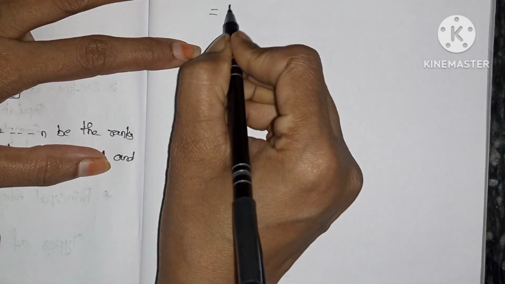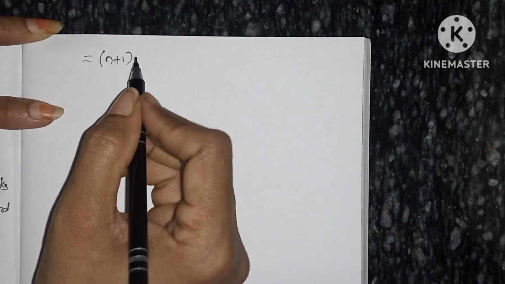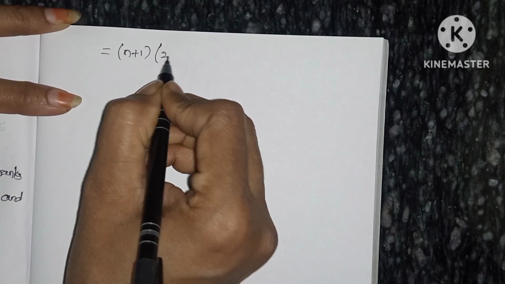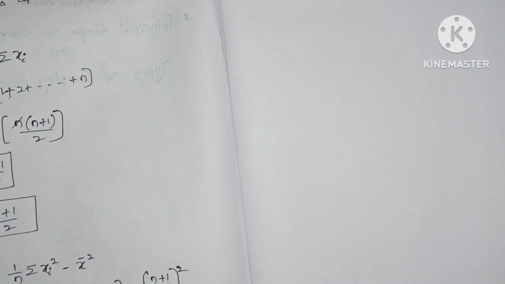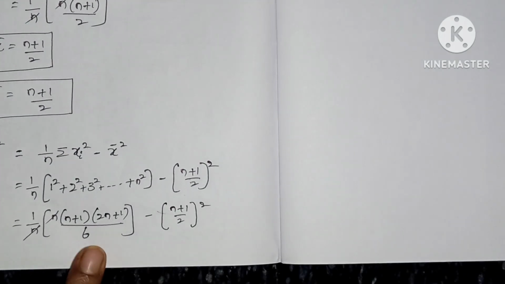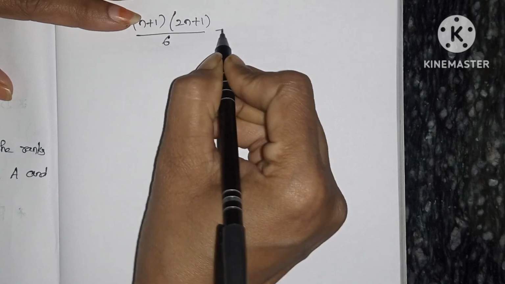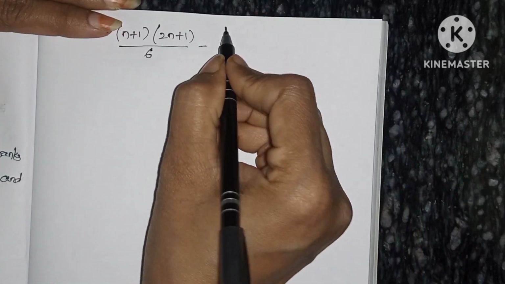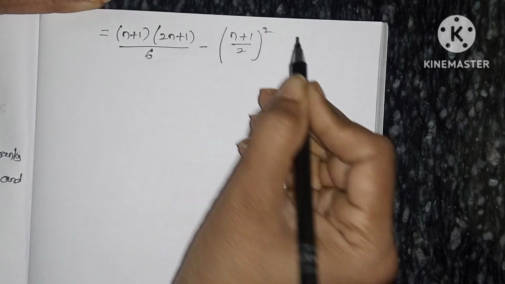Now the remaining terms are n plus 1 into 2n plus 1 by 6, minus n plus 1 by 2 whole square.